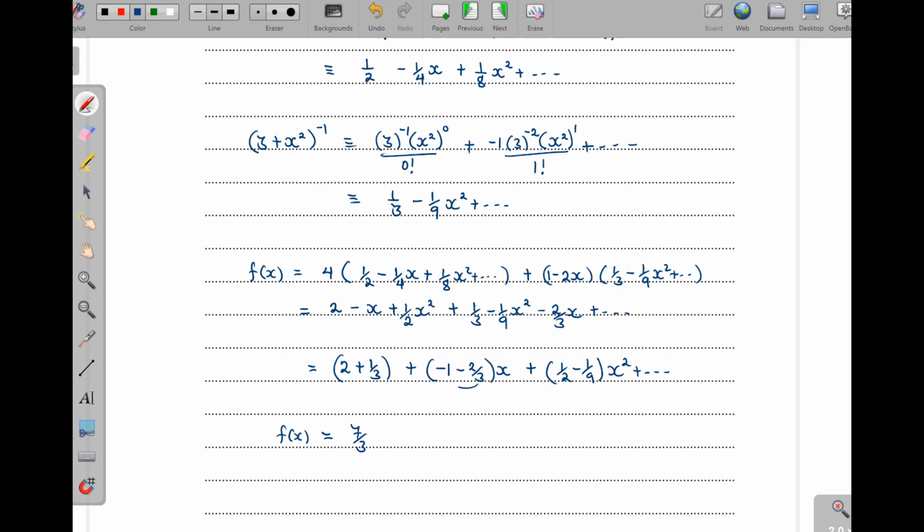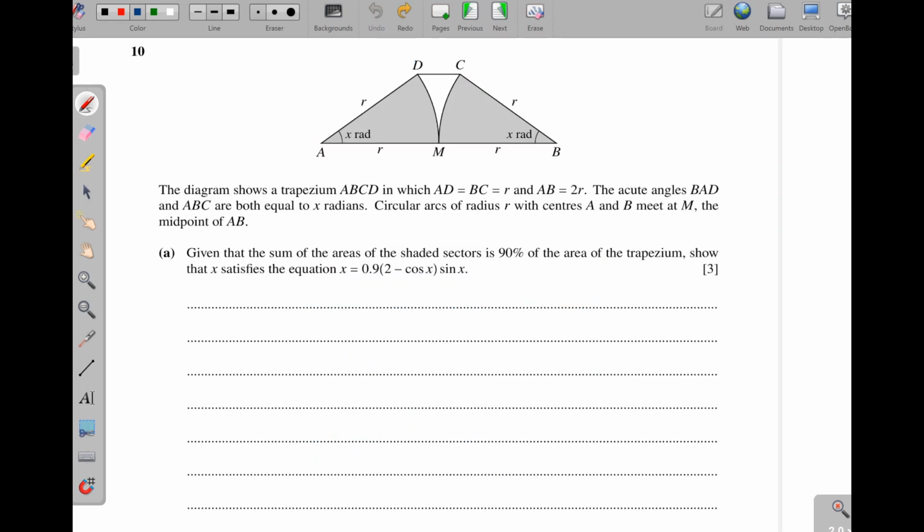And then here, 3 times this, you're getting negative 3, then minus 2 over 3. That will be negative 5 over 3. So we have minus 5 out of 3 of x. And then here, we get 9 minus 2, that is 7 out of 18. And then of x squared, ignoring the rest of the terms. So that is that. Question 10 is coming from circular measure, which is actually set in paper 1.